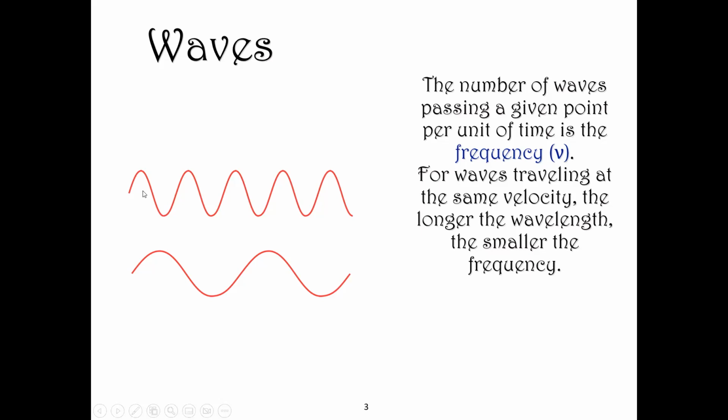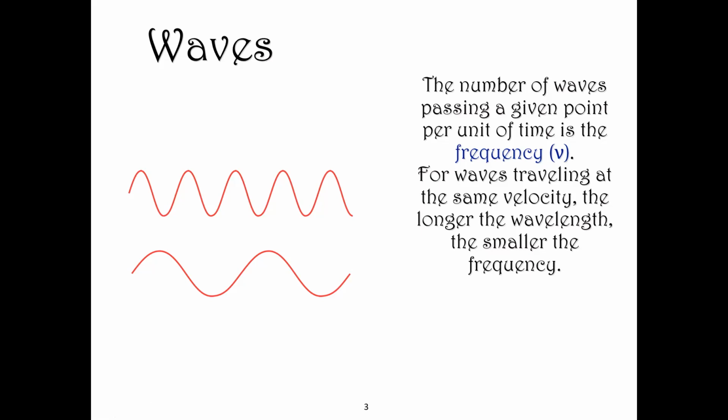So what we're going to see is that frequency, the amount of times that these waves repeat, is going to increase as the wavelength decreases. So we can see a shorter wavelength on the top here. So we have more frequency. We can see these waves are repeating much more often than the longer wavelength at the bottom there.